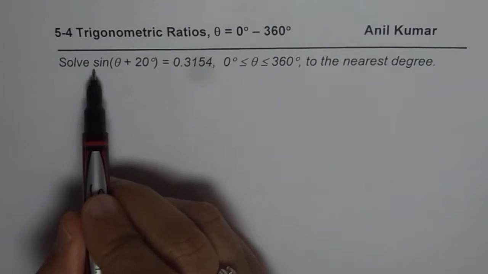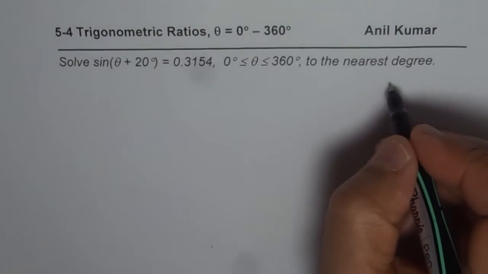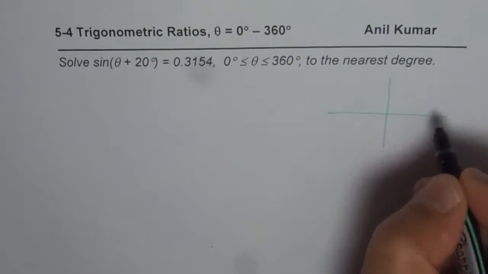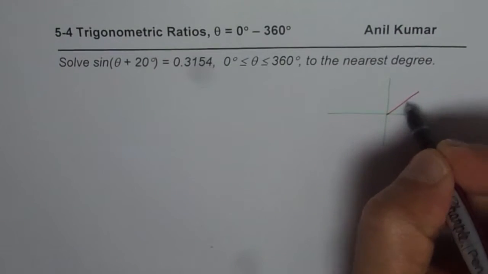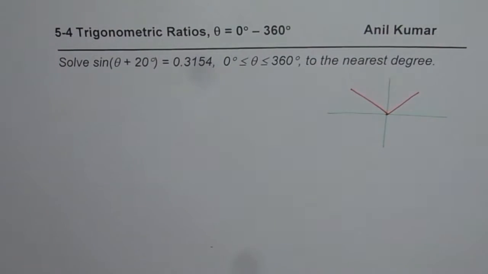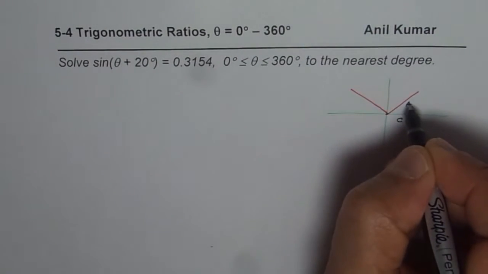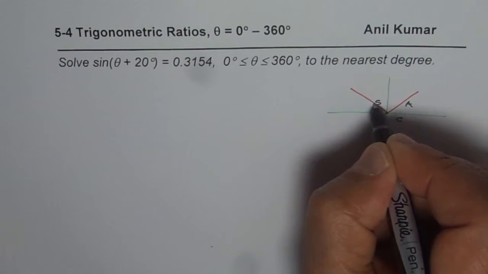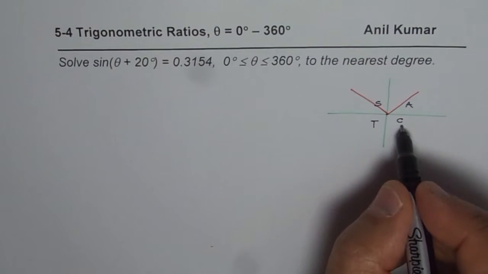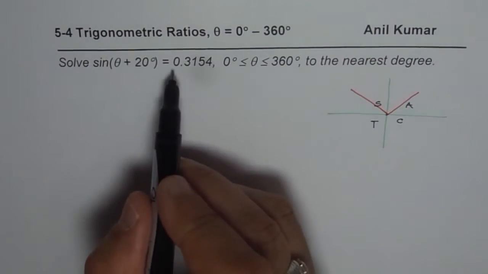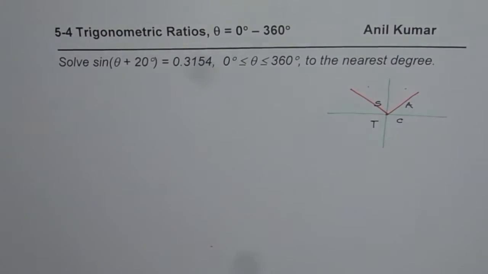When we say sine of some angle is positive, then we are looking for two particular solutions. One will be in quadrant 1 and the other one is going to be in quadrant 2, right? Based on the CAST rule, we know all are positive in quadrant 1, sine is positive in quadrant 2, tan is positive in quadrant 3, and cosine is positive in quadrant 4. A positive value clearly indicates that we have two possible solutions, correct?